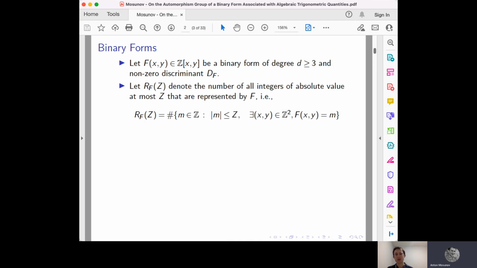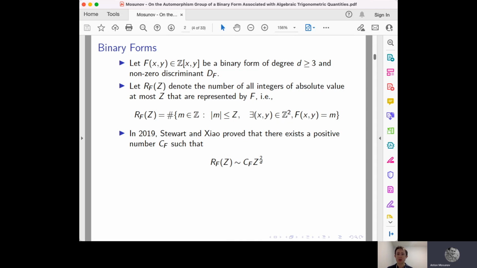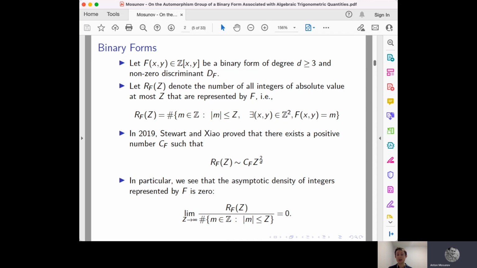We can ask how many integers are being represented by this form, and so we define the quantity r sub f of z, which counts how many integers m of absolute value at most z are represented by f. And in 2019, Stewart and Zhao proved that there exists a positive number c sub f such that r sub f of z is asymptotic to c sub f times z to the power of 2 over d. As a consequence of this, they also proved that the asymptotic density of integers represented by such binary forms is 0.